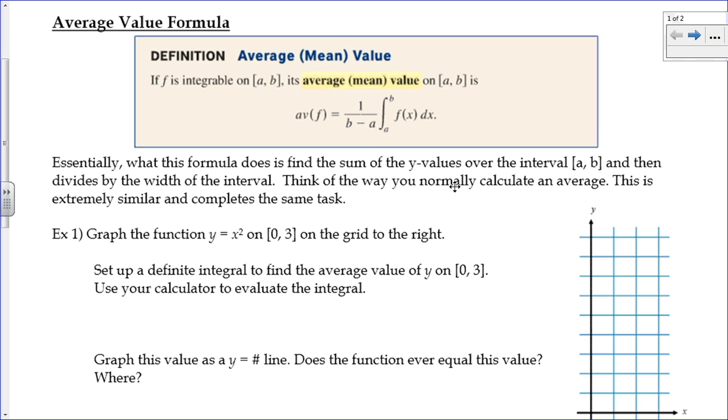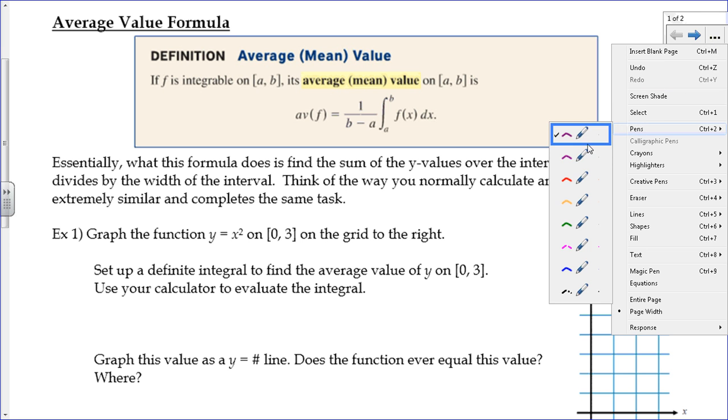The way I always think of it is it's really like the way you normally calculate an average. You take the sum of the function. Remember, this integral sign is really a summation sign. You take the sum of the values of the function and then divide by the width of the interval. So you're kind of adding up a whole bunch of stuff and then dividing by the number of things that are there.